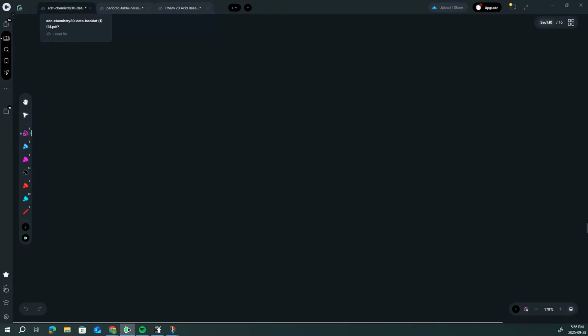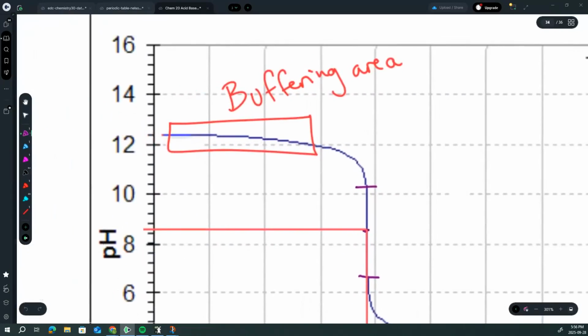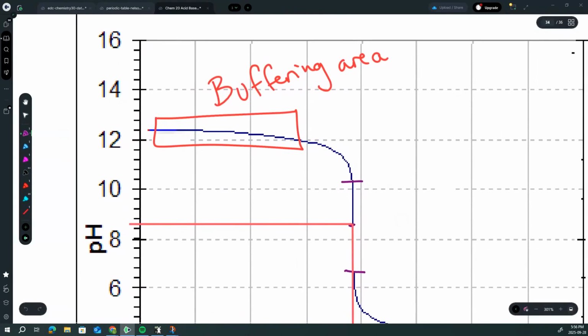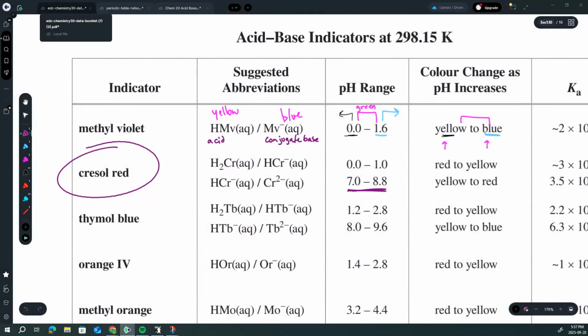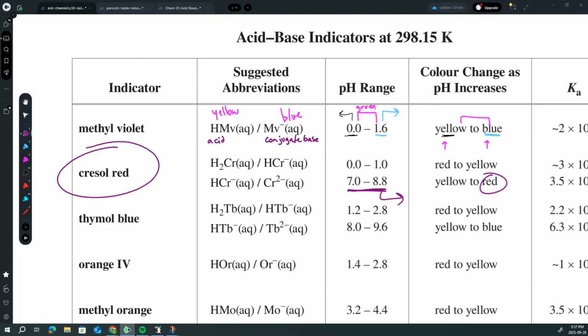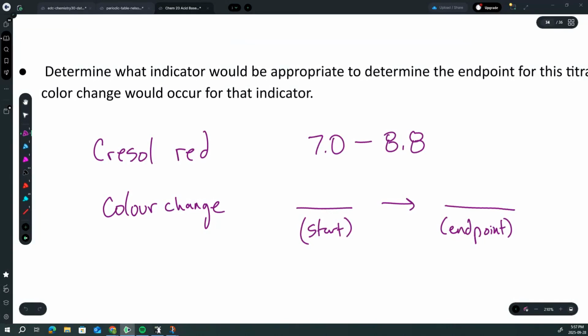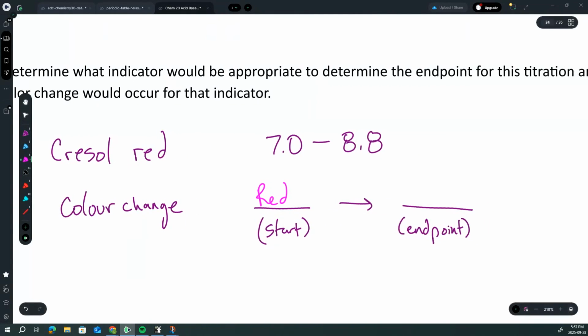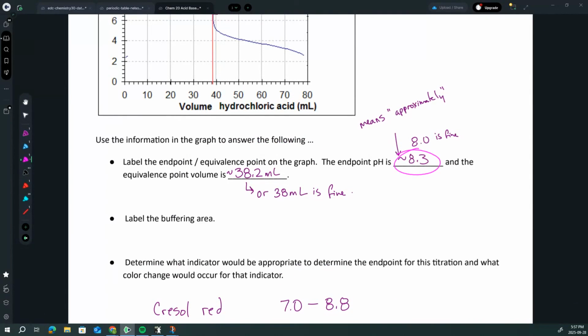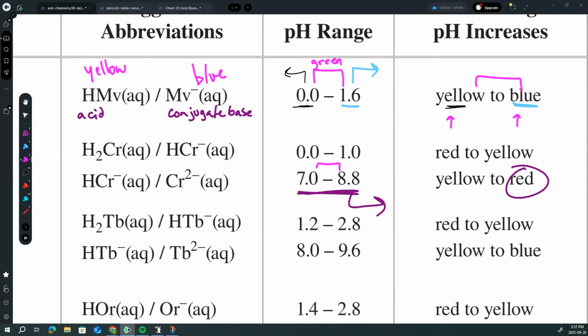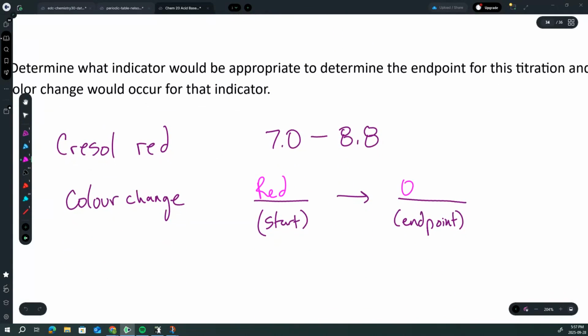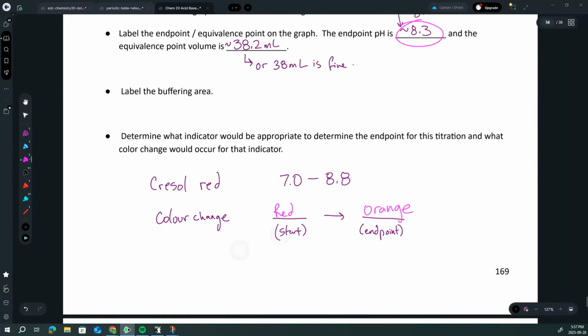So if we take a look at it, going back, I should actually look at my titration curve. Starting out, we have a pretty high pH, we'll say about 12.2-ish. The color of Cresol red at 12.2 would be above 8.8, so it'd be red. So we're starting off with red. And then the endpoint, which I'm going with 8.3, the color of it would be in between 7.0 and 8.8. So the color is in between yellow and red, so it's orange. And there you have it.